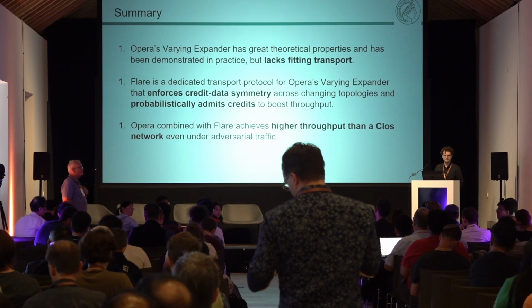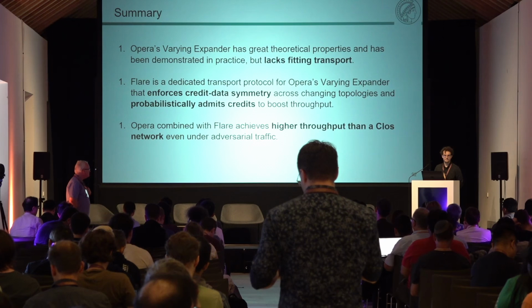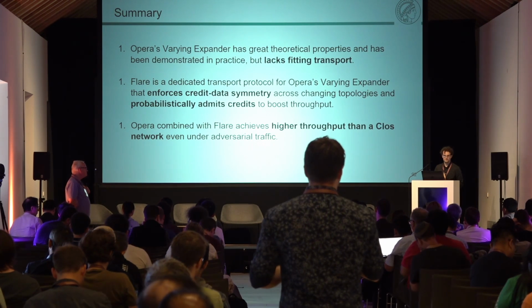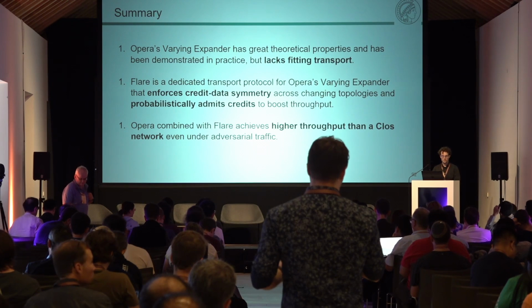I had a question. How is the threshold set at which you're dropping the credits for the probabilistic admission, and is it something that's static or depends on the application? Thank you. Great. So in our evaluation, we just set a static 50% threshold.